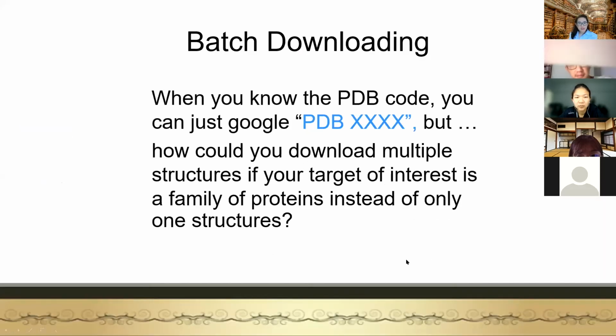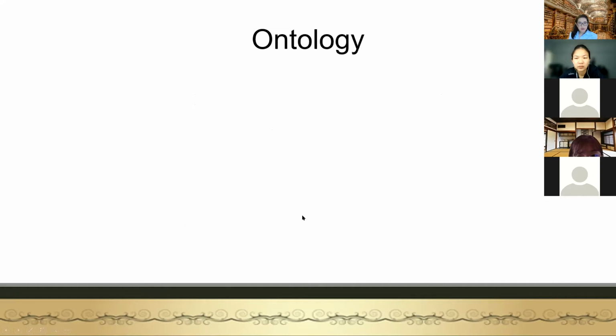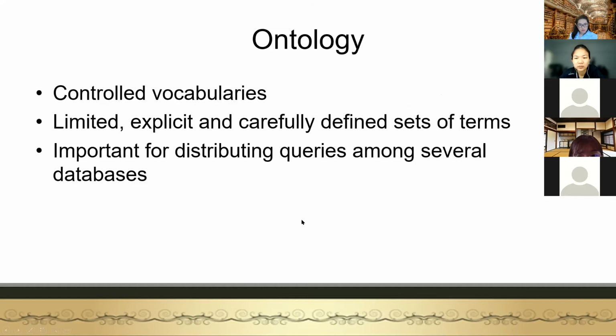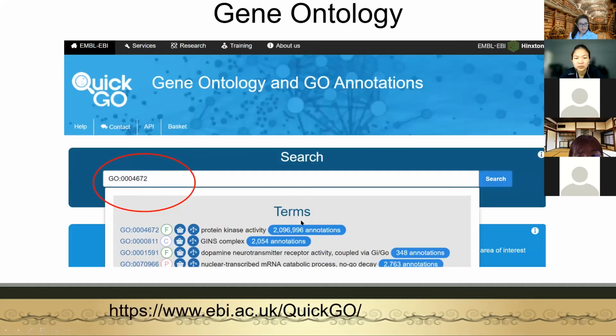So for batch downloading, what if you have a set of proteins that you want to download? You want to batch download your proteins instead of only one structure. So that comes to the concept of ontology. Ontology is a controlled vocabulary that explicitly and carefully defines sets of terms to distribute queries among several databases.